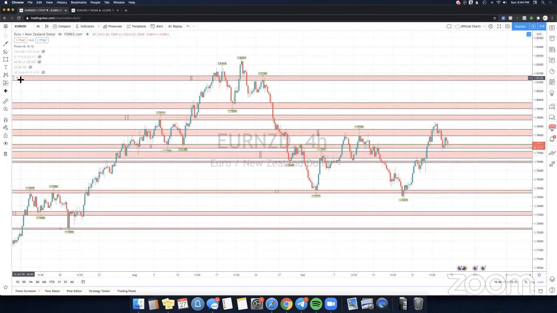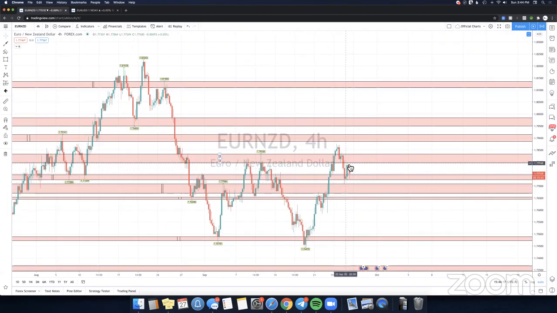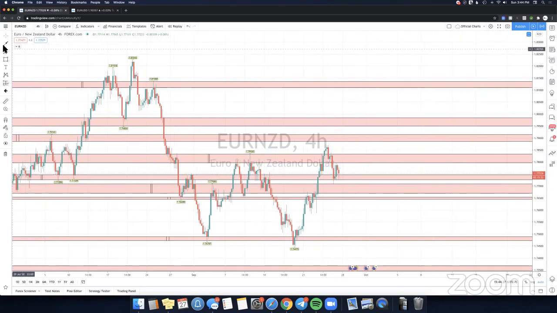All right, guys. So for Euro NZD, the upper zone right here is going to be 1.77948, and then the lower zone right here is going to be 1.77467. So until price breaks above here, I probably wouldn't take any buys, or if price breaks below here, until price breaks below here, then I would take some sells.